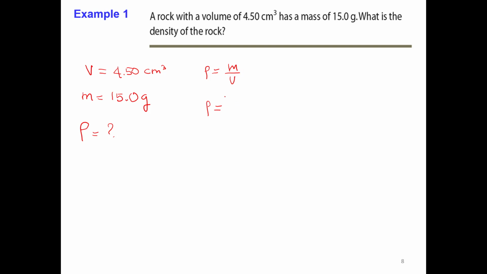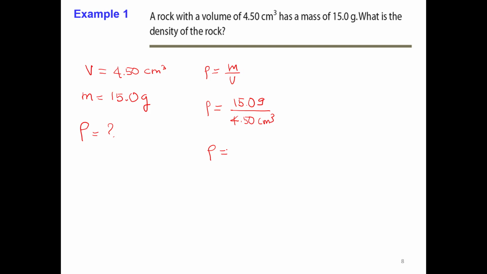Mass. Then we need to write the mass. It should be in grams, yes, in this case. Volume, 4.5. If we divide 15.0 divided by 4.50, then now we need to be careful.